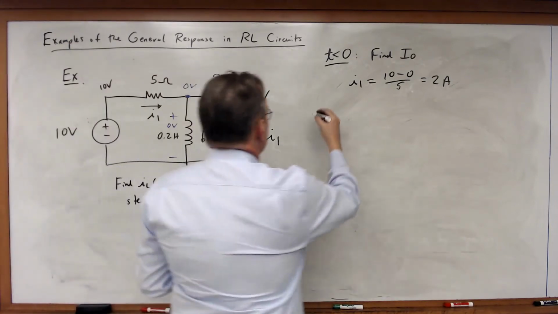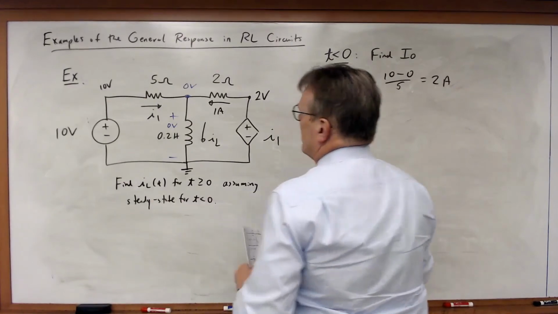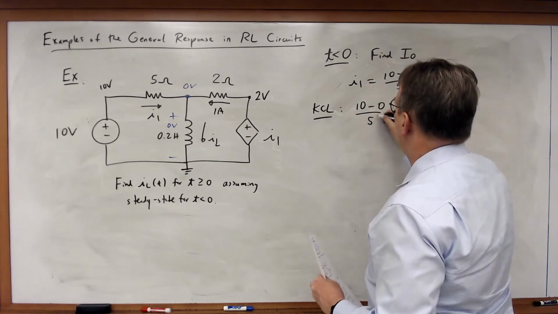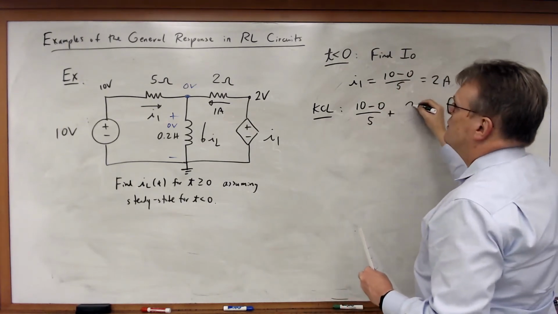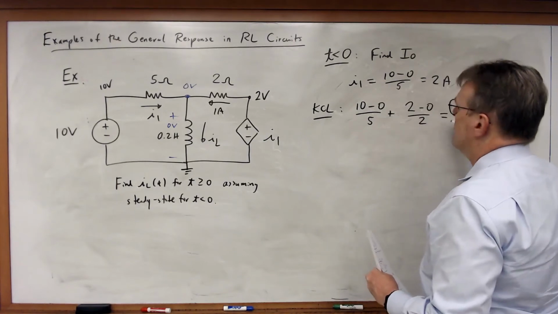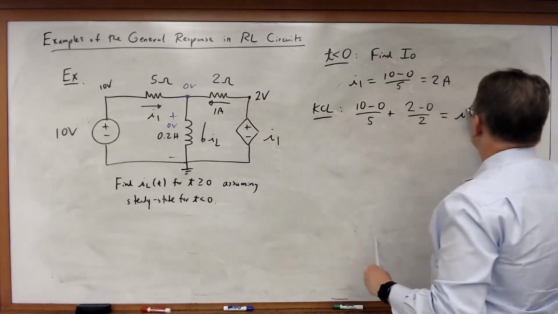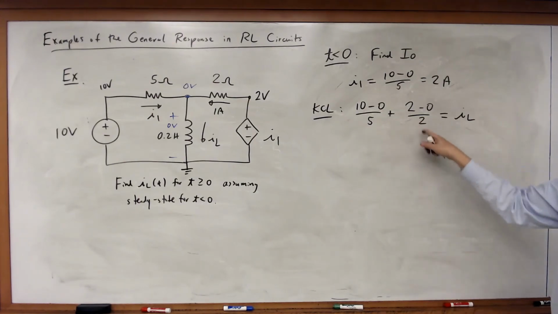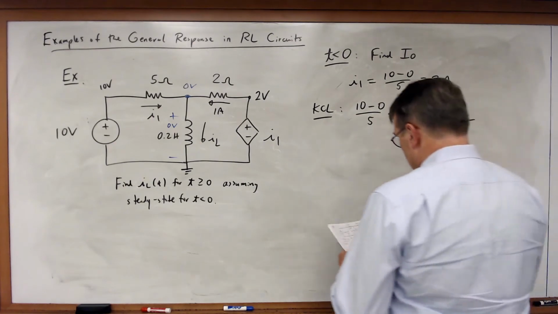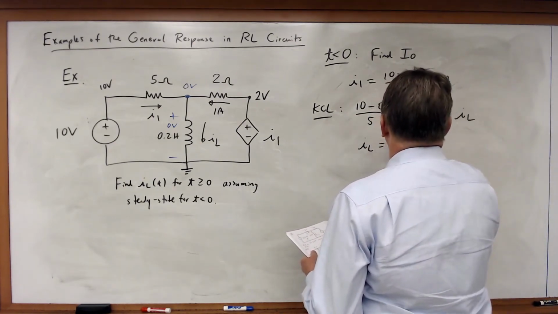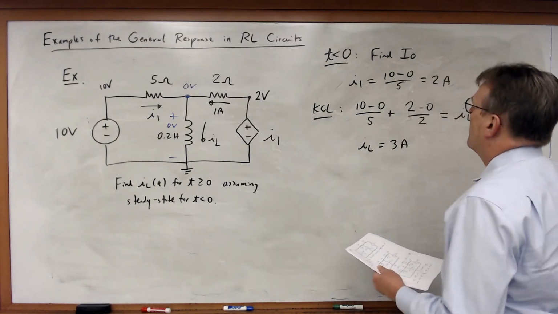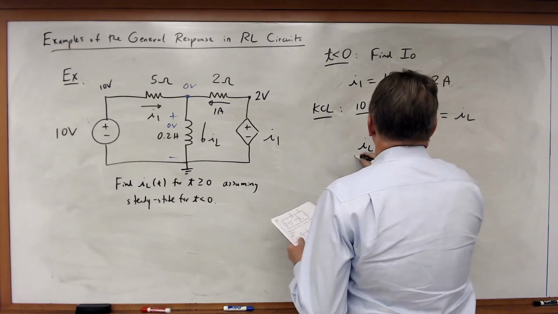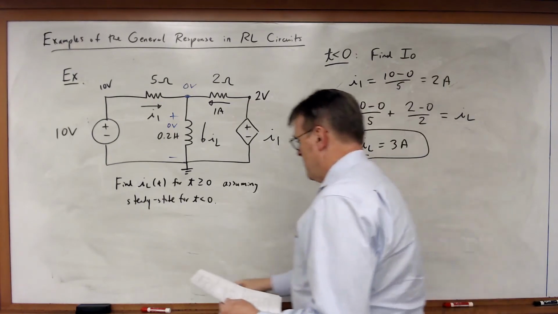So when I write my KCL equation, what I get is that 10 minus 0 over 5 plus 2 minus 0 over 2, both going in, must be equal to I sub L. That's my KCL equation. 2 plus 1 is equal to IL. IL is therefore equal to 3 amps. And that is my initial condition for my circuit.